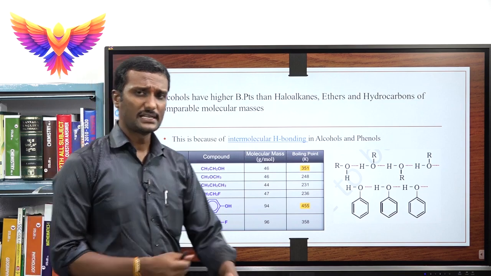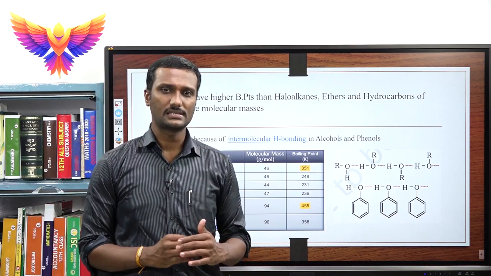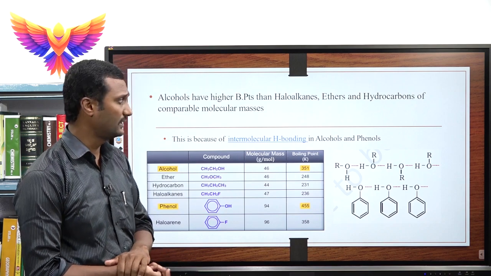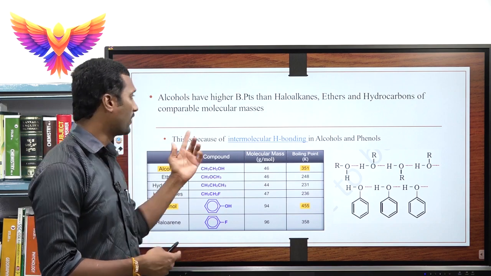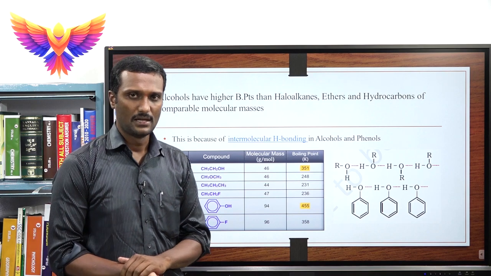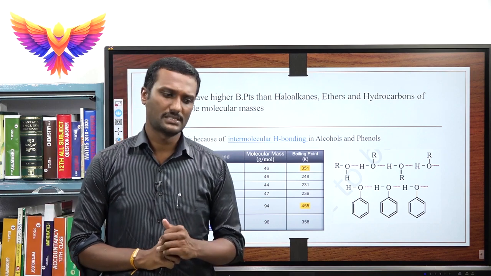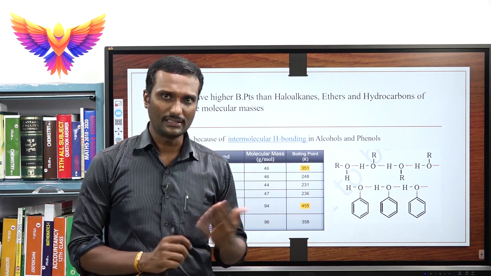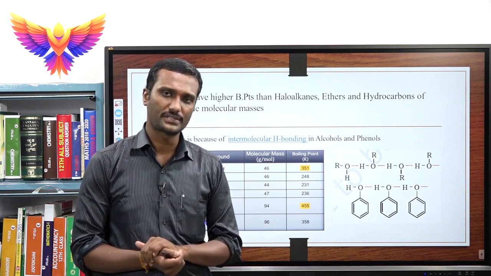So yeah, students, as I already said, alcohols have a higher boiling point than haloalkanes, ethers, and even hydrocarbons of comparable molecular masses. What do I mean by comparable molecular masses? Here, ether is a functional group isomer of alcohol. Ether and alcohol both are functional groups, right?